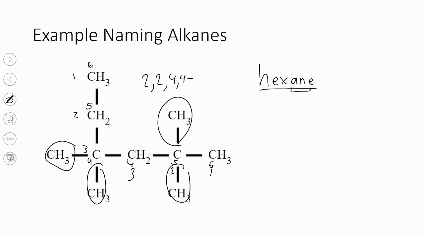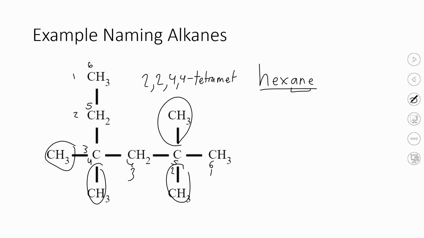Dash, because now I'm going to put letters. I only have 1 functional group, so I don't have to worry about alphabetizing. This is tetramethyl. And no spaces. So the IUPAC name for this would be 2,2,4,4-tetramethylhexane.